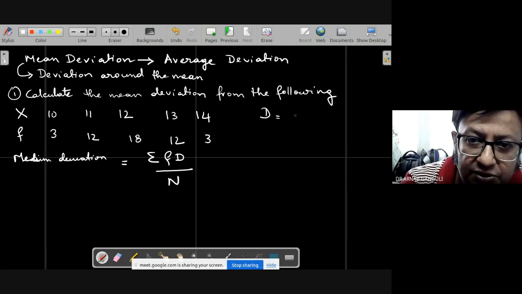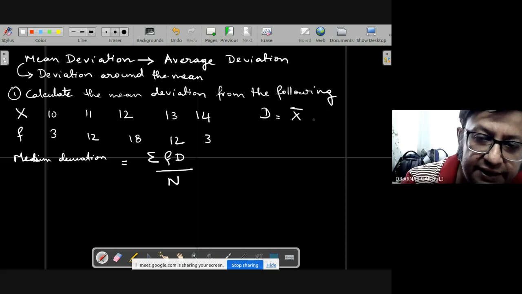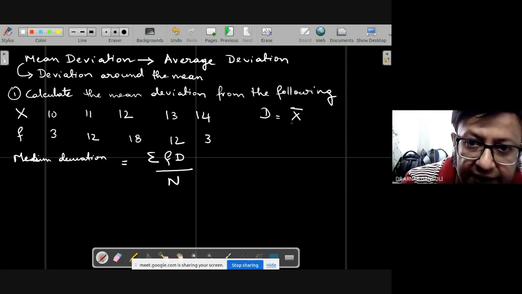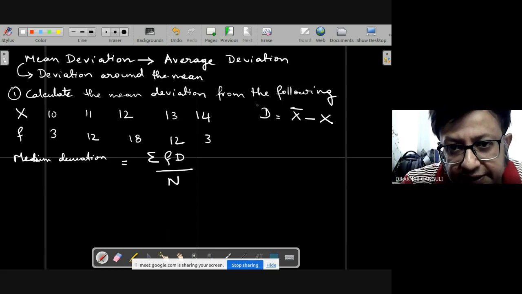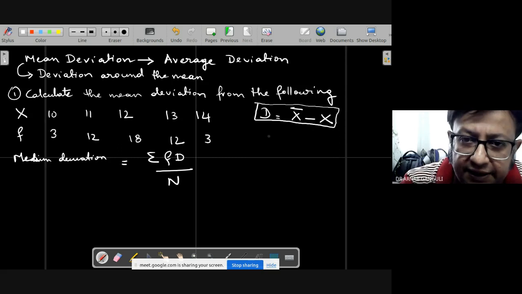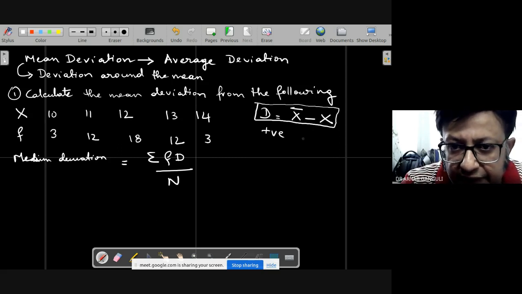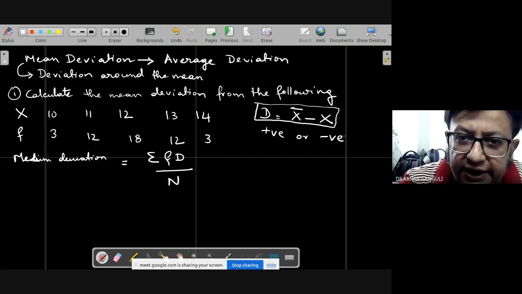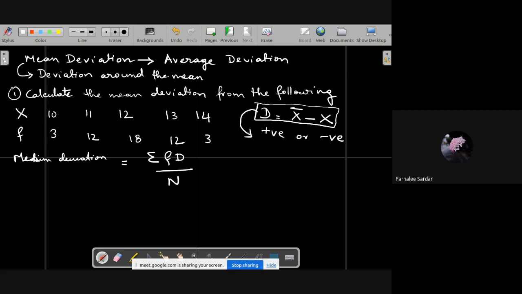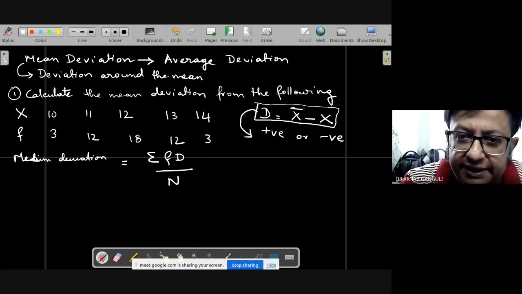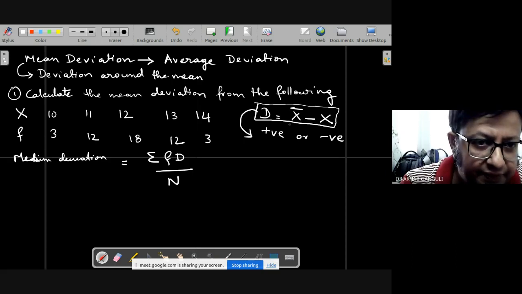D is equal to X, this is the mean, minus the value which you are considering. This is the deviation from the mean. This can be positive or it can be negative. Are you clear about what this D is? Yes, sir. So X bar is the mean minus the value.